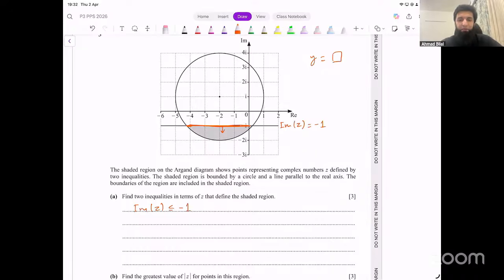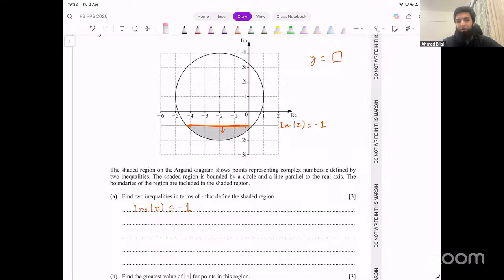Now, what about the curved part? This curved part? How do you describe this? This is an arc of a circle. So you are inside the circle. You're inside this circle. What's the equation of the circle?